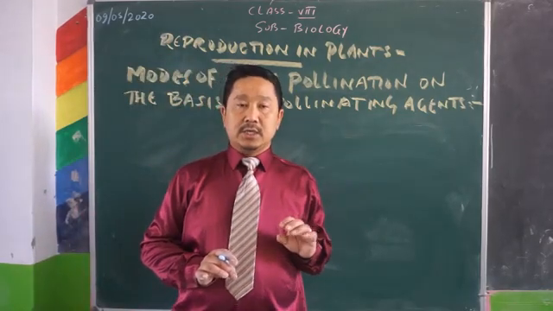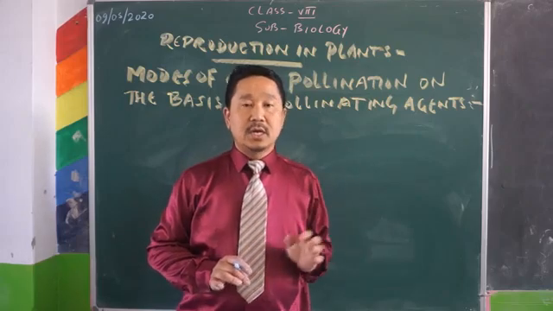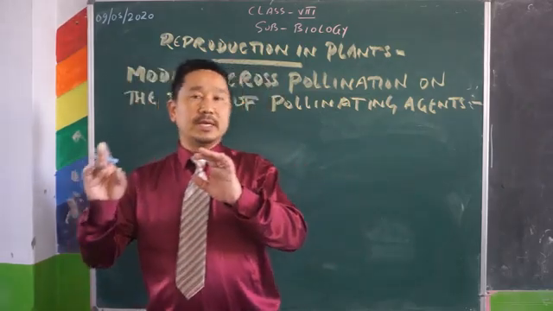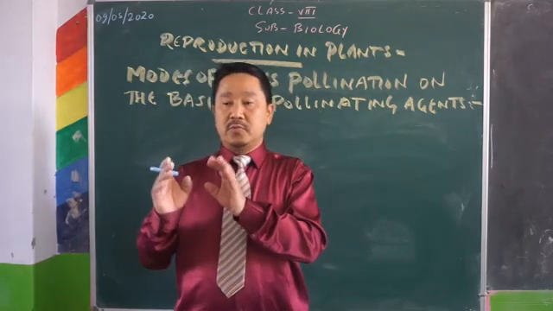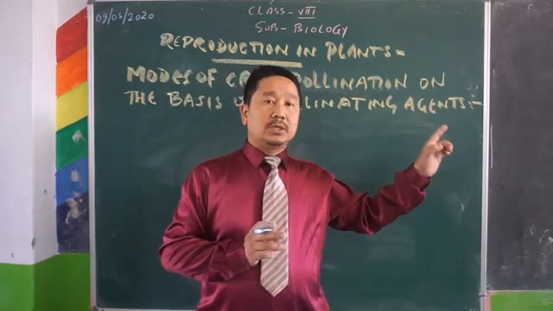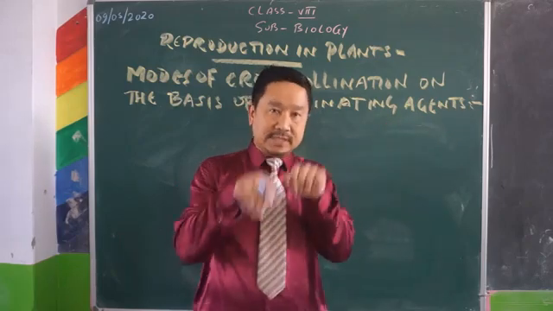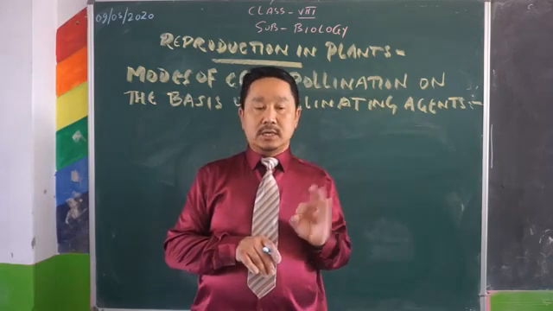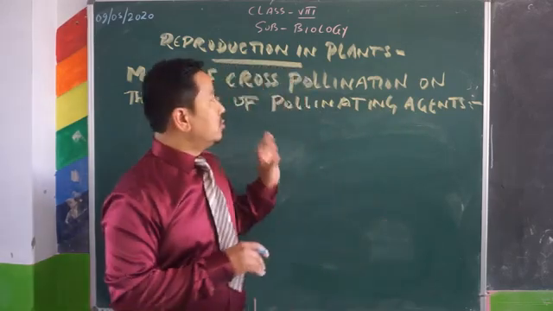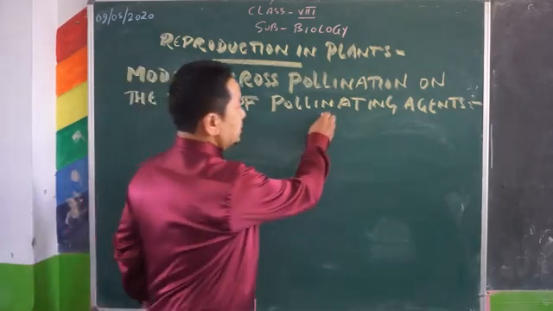Alright, the definition of cross-pollination that I told you last time is the transfer of pollen grains from the anther of one plant to the stigma of the flower of another plant of the same type. It's called cross-pollination, that we have done. Now we'll do the modes of cross-pollination on the basis of pollinating agents.